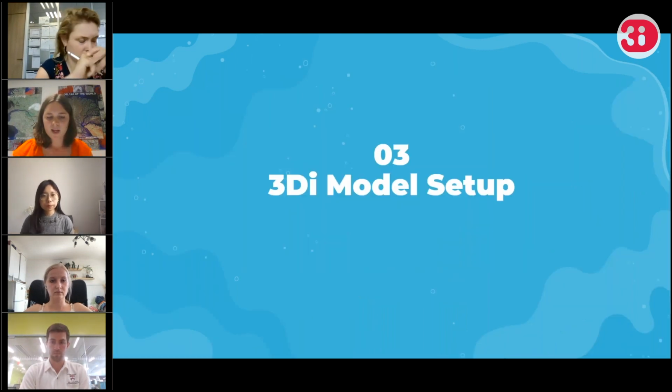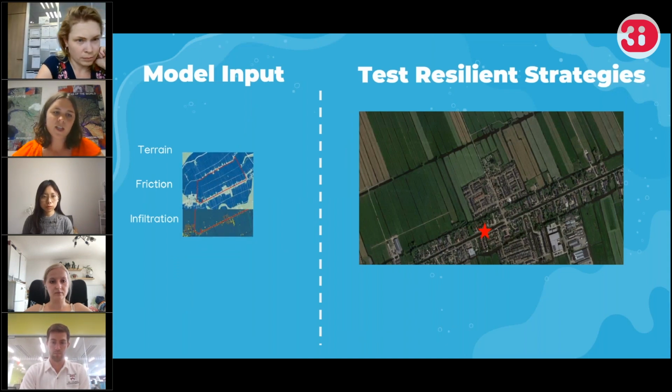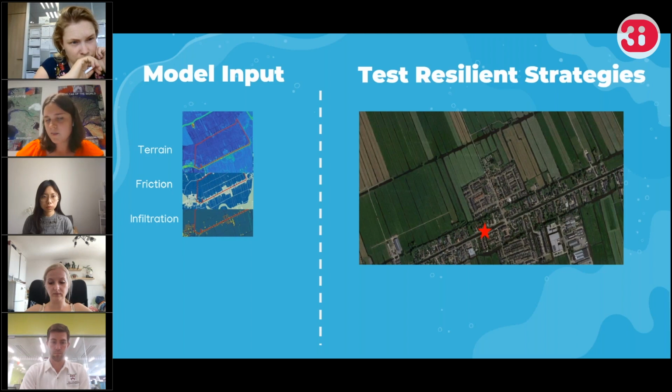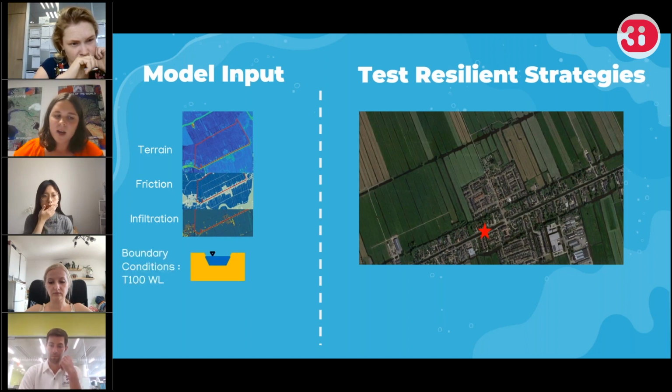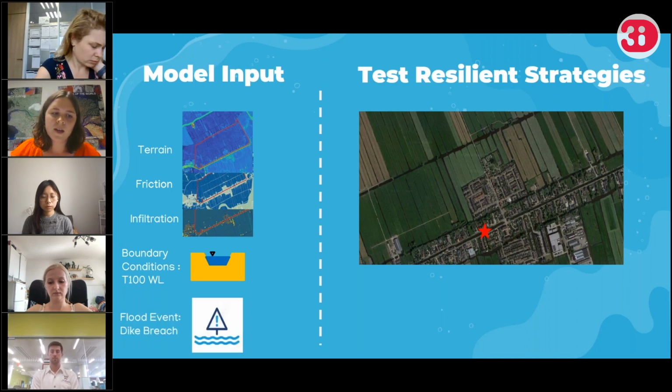So now I'll talk about my 3Di model setup. So I had several different raster inputs. I used infiltration and friction, as well as my DEM, my terrain. And then my boundary condition was a return period of 100 years. And this is because that is the design of those specific dikes in the polder. And then my flood event was a dike breach. So it happened 4 hours into the simulation, and it was 10 meters wide and 3 meters deep.